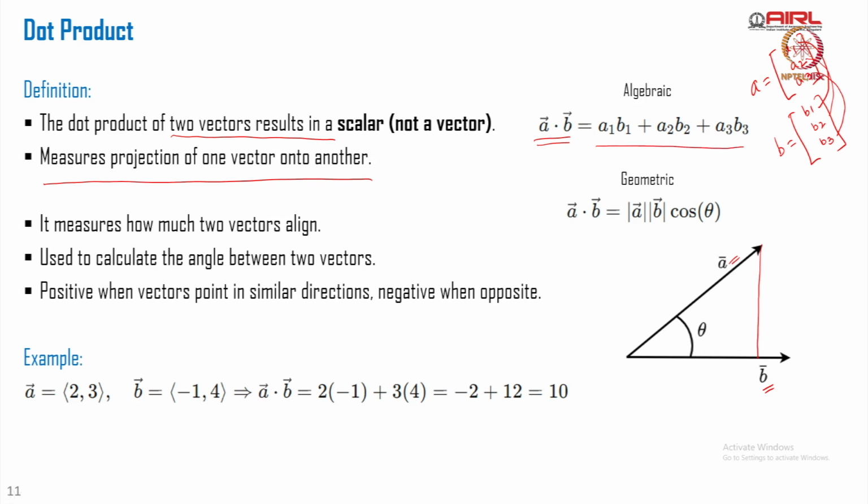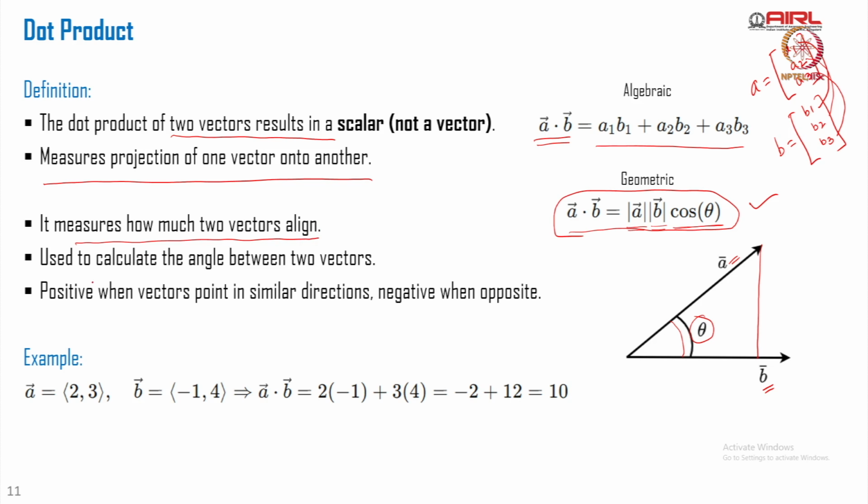When we see it from a geometric perspective, then A dot B is equal to the magnitude of A multiplied by the magnitude of B multiplied by the cosine of the angle between these two vectors, that is theta. So geometrically A dot B can be represented as magnitude of A into magnitude of B into cosine theta. Okay, so this idea of dot product measures how much two vectors align. How? We'll show it with an example.